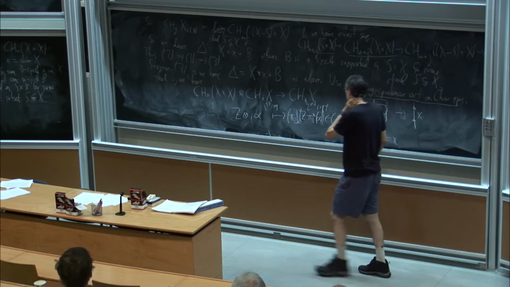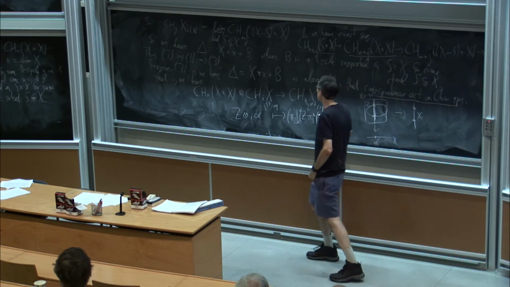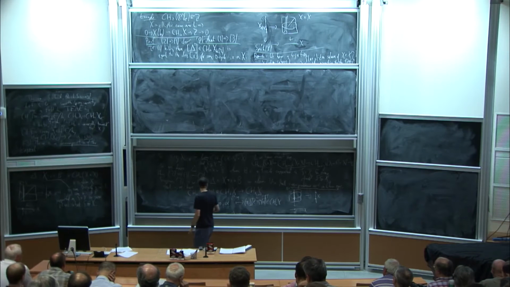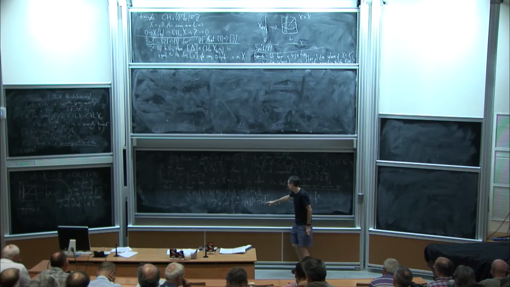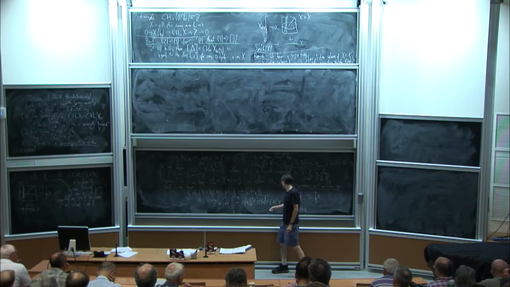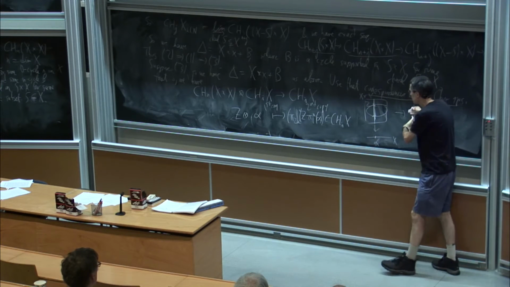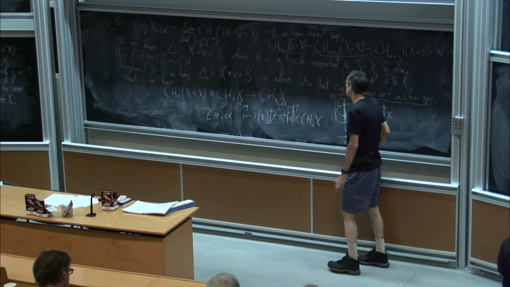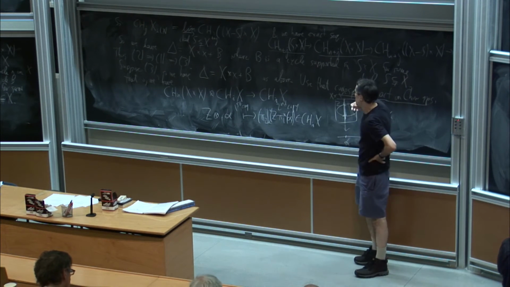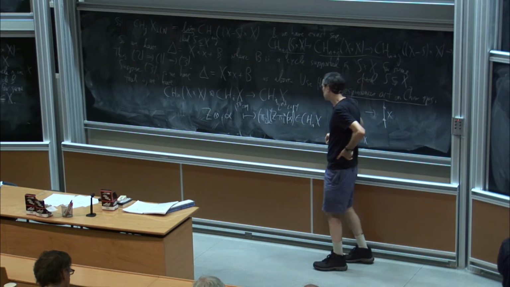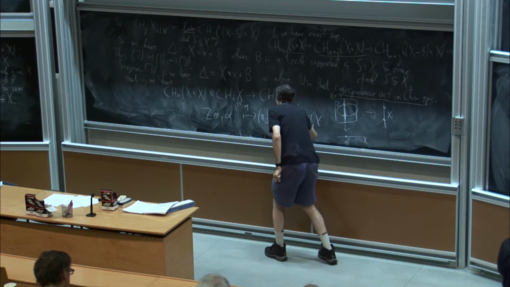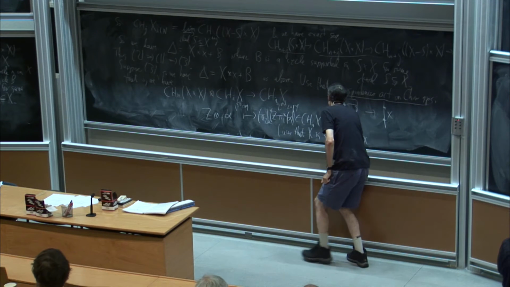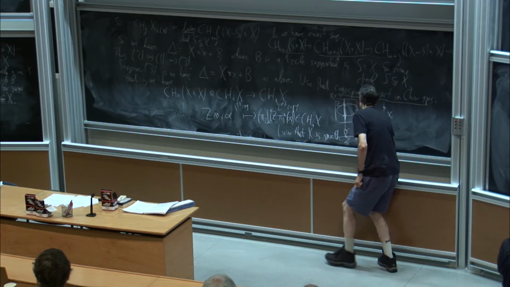Okay, but notice that I need some of the assumptions here for this argument to make any sense. In order to push forward on Chow groups, I need that this map is proper, so x has to be proper over k. And in order to multiply on Chow groups, x has to be smooth. I mean, if x is smooth, then x times x is also smooth over k. So here this uses that x is smooth and proper over k.